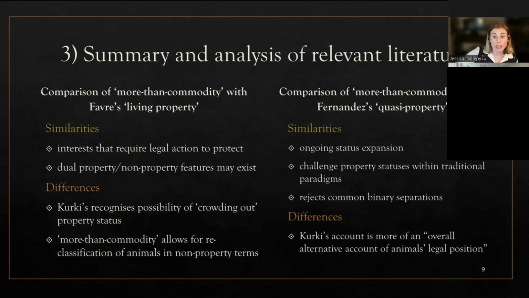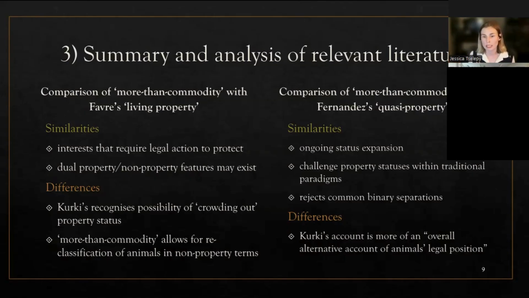So Kirky actually acknowledges this quasi-property in his A Bird's Eye View article, but characterizes his work as, quote, "a more overall alternative account of animals' legal position," end quote. So I find Kirky's unique substantive inventory in particular within that account, which portrays the blurred boundaries between persons and things, legally speaking, to be helpful in capturing the blurred boundaries of animal conceptualizations in the DSB decisions that I analyze. And it's especially helpful in allowing a better appreciation of "more than commodity" elements to crowd out the commodity status of animals in these spaces.